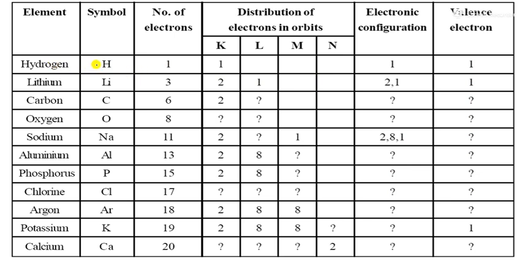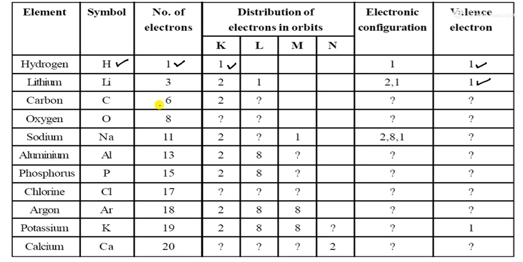So the first one is hydrogen. It is denoted by H, and the number of electrons is 1. It has only the K shell, with 1 electron. The electronic configuration is 1, and the valence electron is 1. The electron in the outermost shell is called the valence electron. Now lithium. Its atomic number is 3, so the electrons are 3. It has 2 and 1, so the electronic configuration is 2 1. So 1 is the valence electron.